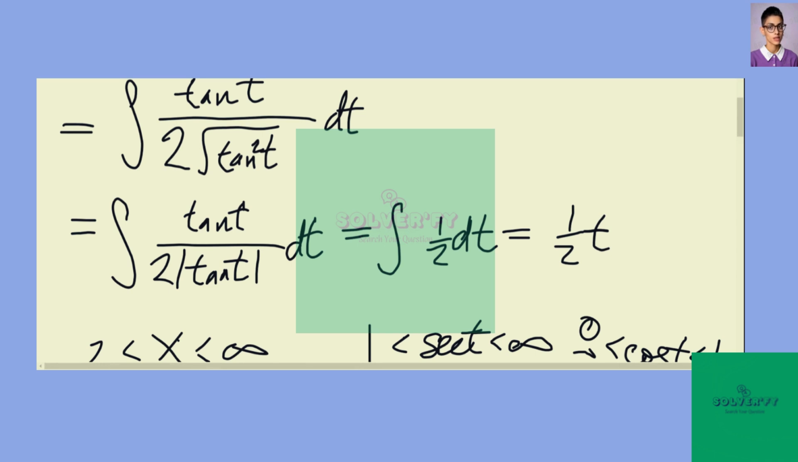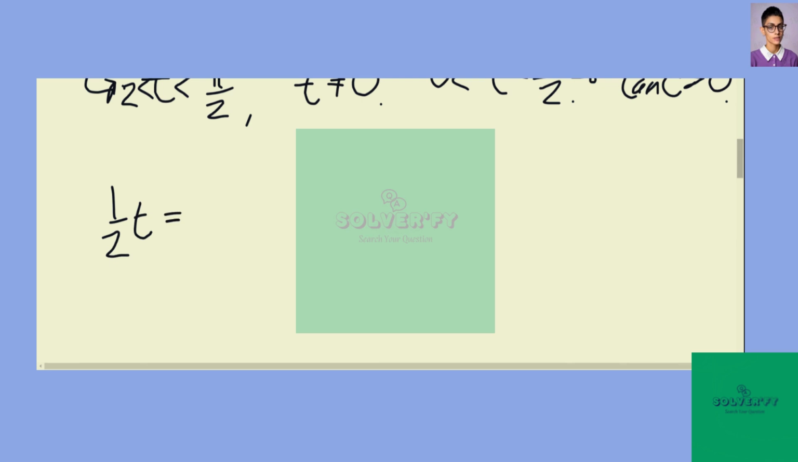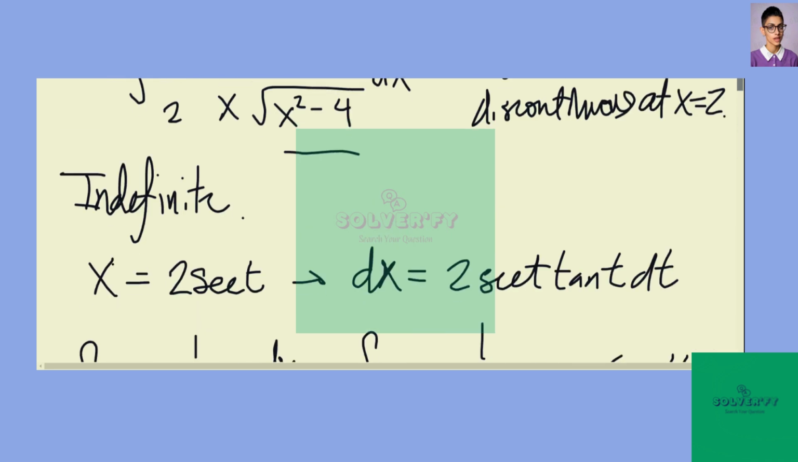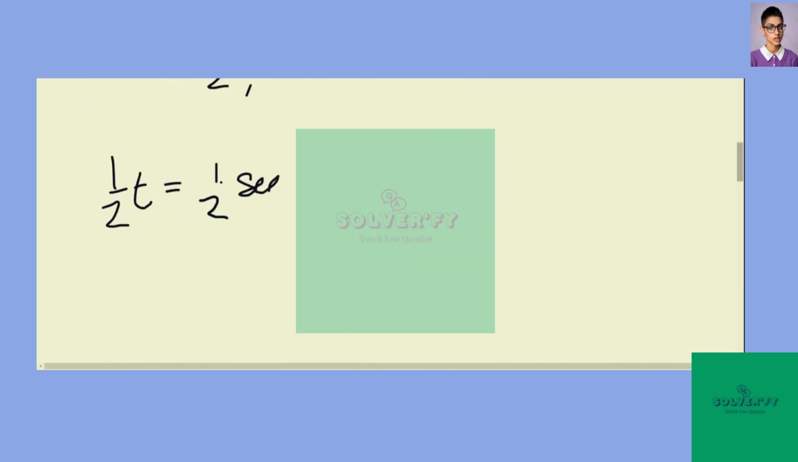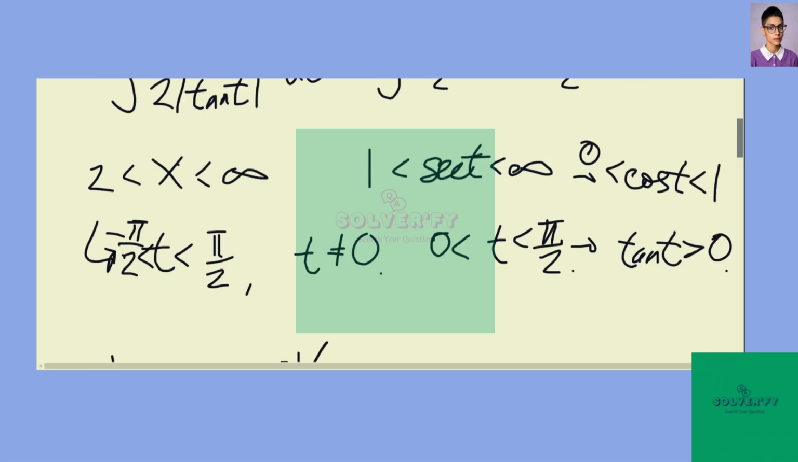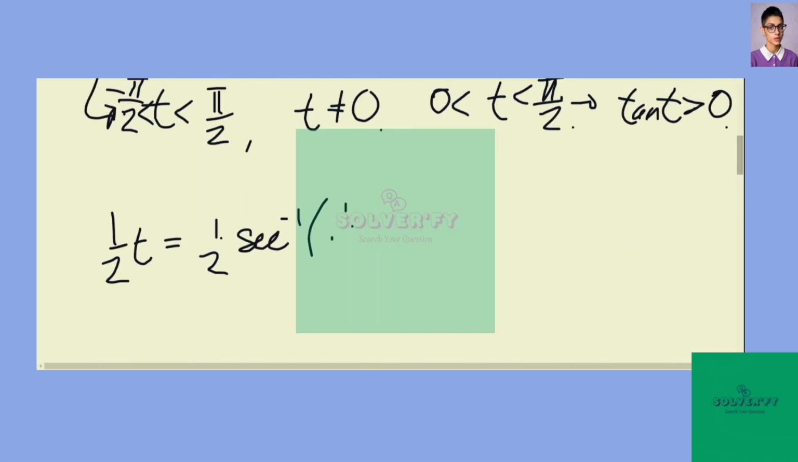Now, we have that x is equal to 2 secant t, so 1/2 of t is going to be equal to 1/2 of the inverse secant of 1/2 x. This is one way of looking at it.